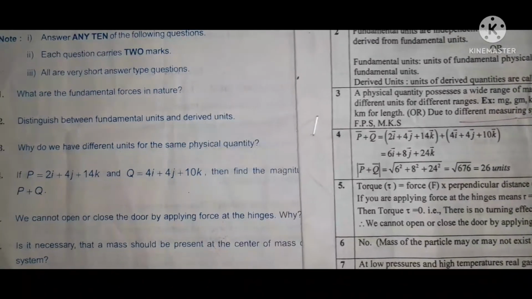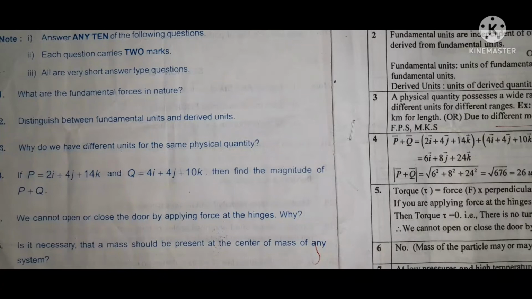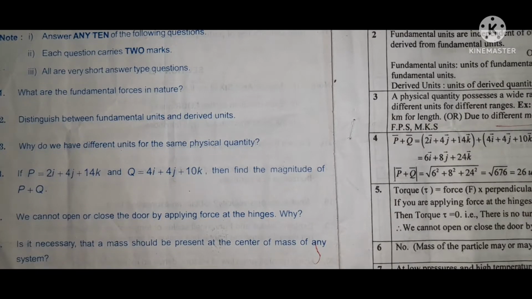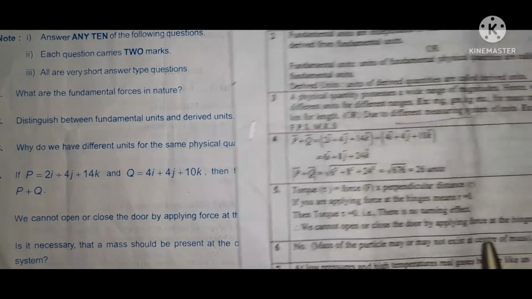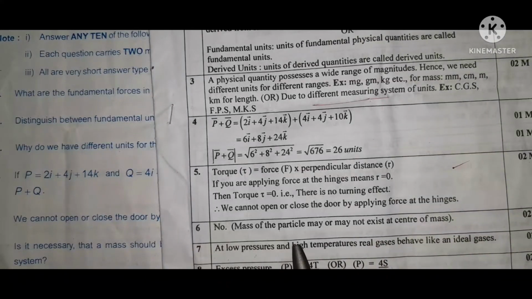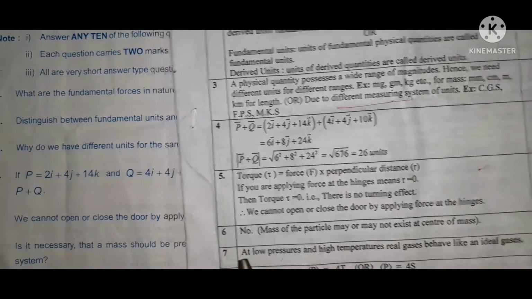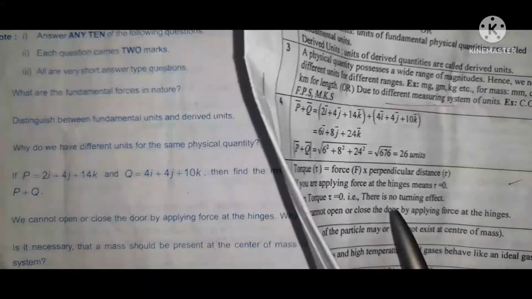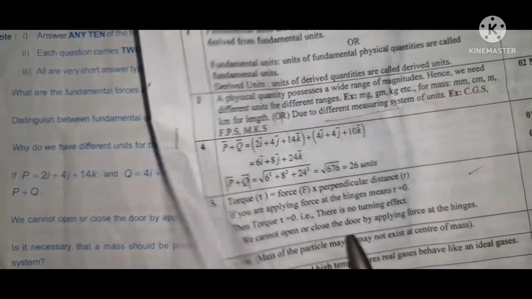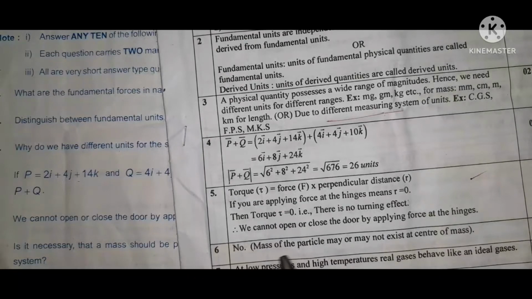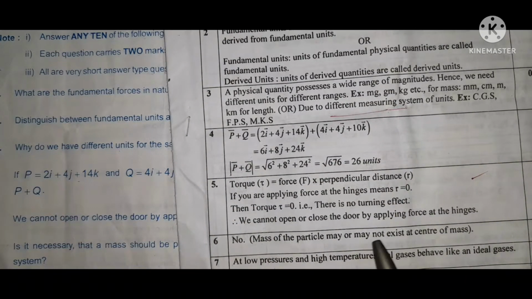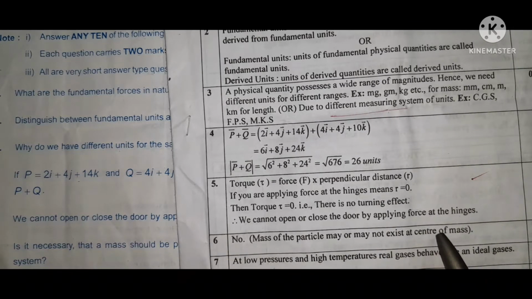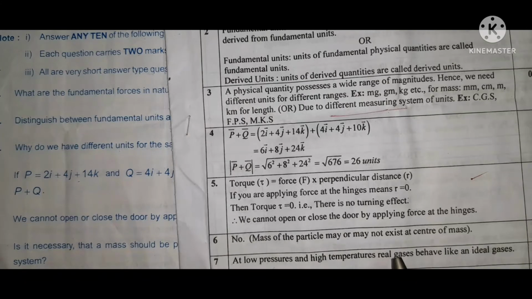Next, is it necessary that mass should be present at the center of mass of any system? That is the question. So for this answer, simply you can write no. No, the mass need not be present at the center of mass of any system. It is better to write an example also: uniform ring, uniform bangle. Those are the best examples where mass will not be present but the center of mass will exist.